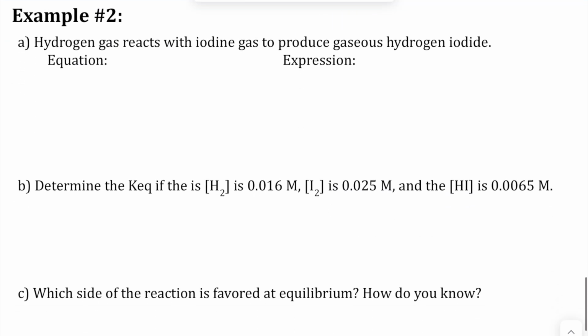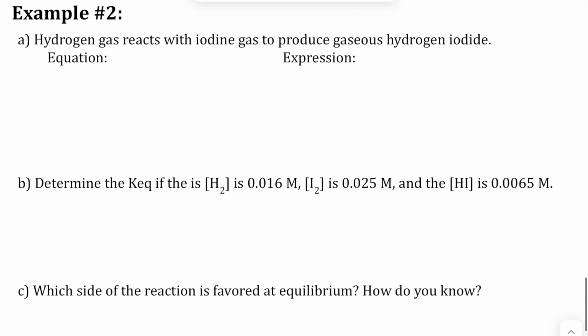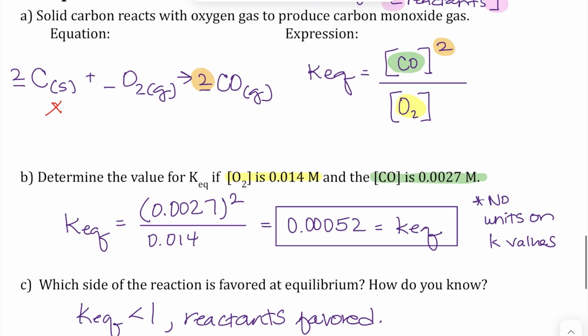All right, let's go to another example. If you want, pause the video, write out the equation and the KEQ expression on your own. Hydrogen gas, hydrogen's diatomic, reacts with iodine gas, iodine's also diatomic, and we do need to include the states of matter because we need to be able to identify what is going to change concentration, to produce gaseous hydrogen iodide.